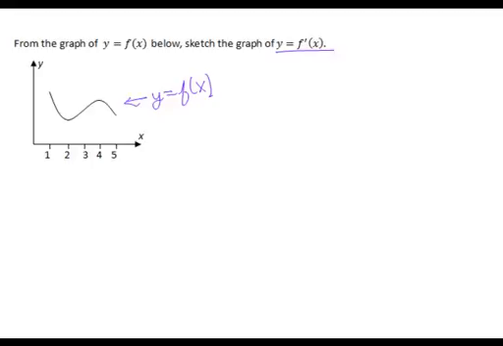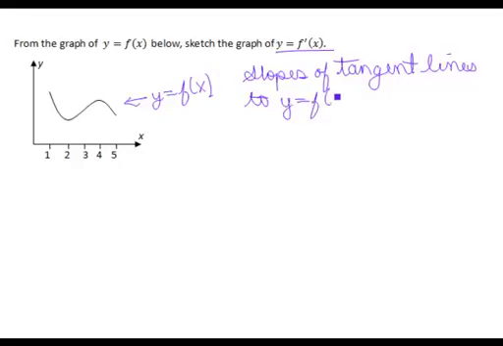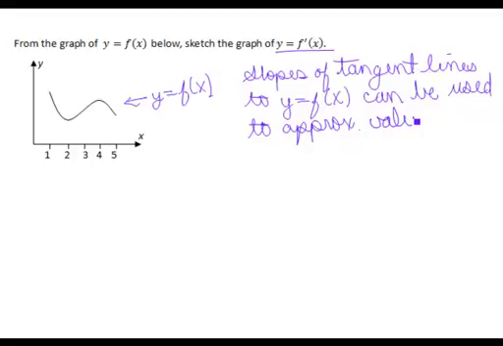Now, one of the main uses that we begin with for the derivative is to find slopes of tangent lines. So that means that if we can look at slopes of tangent lines on the original graph, we can relate that to values of the derivative. In other words, slopes of tangent lines to the original curve, y equals f of x, can be used to approximate values of the derivative. And if we've got some basic idea of the values of the derivative, then we ought to be able to sketch its graph.